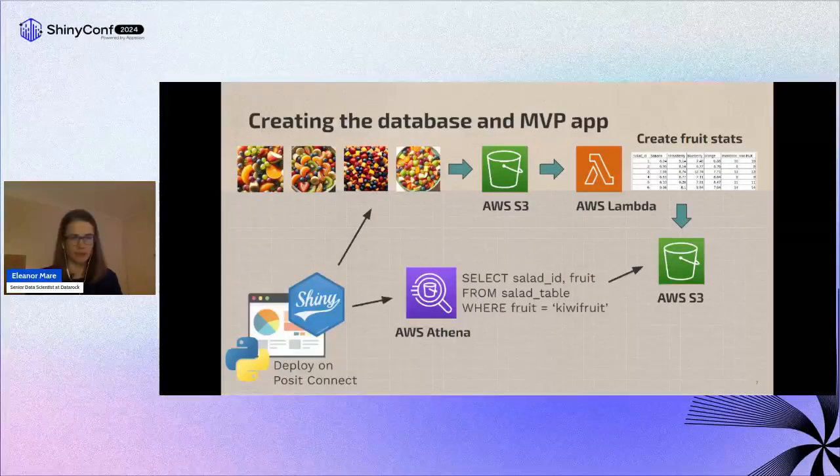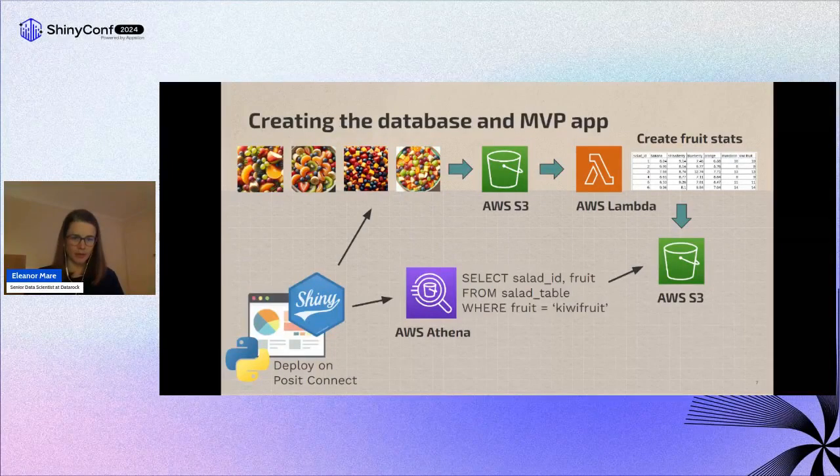Shiny needed to connect to both the images and to the tabular data. So for the images, it just went and grabbed the images directly from S3. For the tabular data, we used a service called AWS Athena, which allows you to query over multiple files in an S3 bucket as if they were already in a database, so we can use SQL to do those queries.